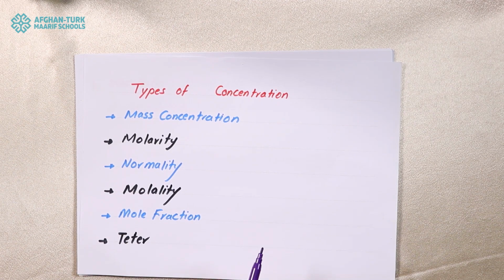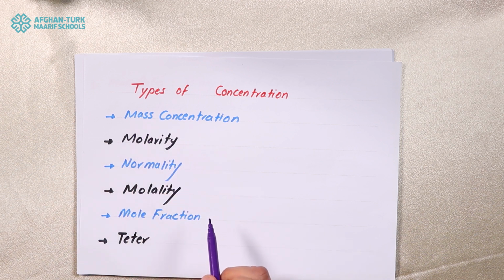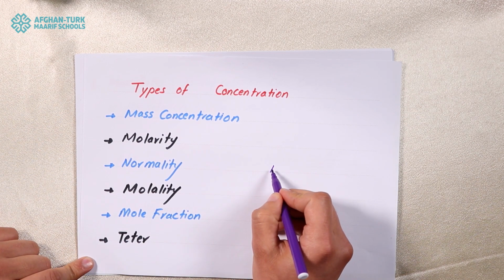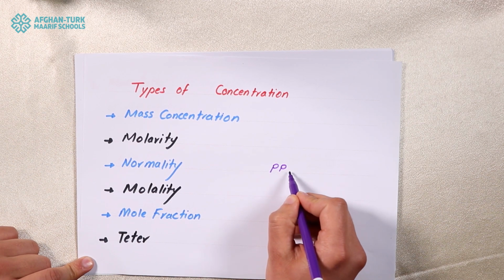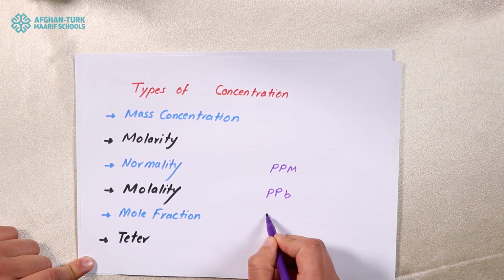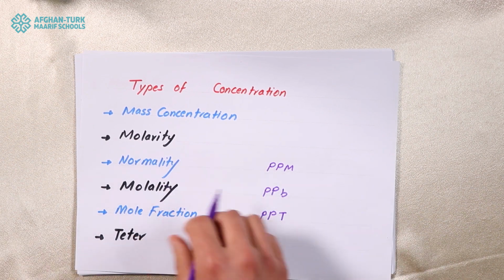In concentration, we are going to study types of concentration. Here, we have mass concentration. We will study mass percent as well. We have concentration of molarity, normality, molality, mole fraction, and concentration of titer. Also, we have something more, for example, parts per million, parts per billion, and parts per trillion. We will study each one by one.